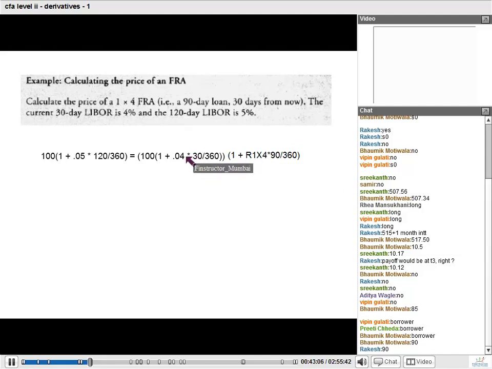The cost of borrowing through both methods must be the same, otherwise there will be an arbitrage opportunity. That is, if this comes out to be cheaper, then nobody will ever take the first route. So they must be the same to avoid any arbitrage opportunity. Using this equation, can I compute the value of R1 into 4?